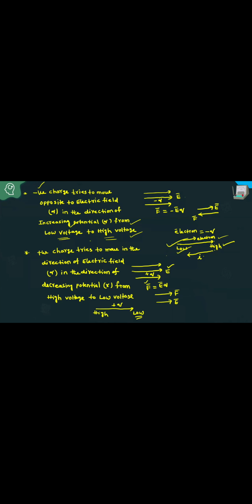So simple, sir. Current is high voltage to low voltage. Current high to low means electron is low to high, because current direction and electron direction are opposite. Okay, this is about the concept of potential and potential difference. Any doubt? Yes, friends, any doubt? Clear? Okay, this is about potential and potential differences.